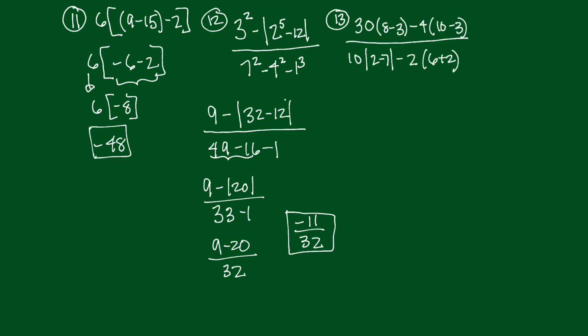Looks like we've got a lot going here in number 13, but if we take it piece by piece, we'll be okay. So I'm going to work with the top. I'll simplify as much as I can there, and then I'll simplify here. So in the top, I'm going to work in these parentheses here, and then these parentheses here. So let's do that. We're going to have 30 times, now 8 minus 3 is a 5, and then minus 4 times 10 minus 3, that's a 7. Now let's divide. Did a little bit of work on top. Let's work on the bottom.